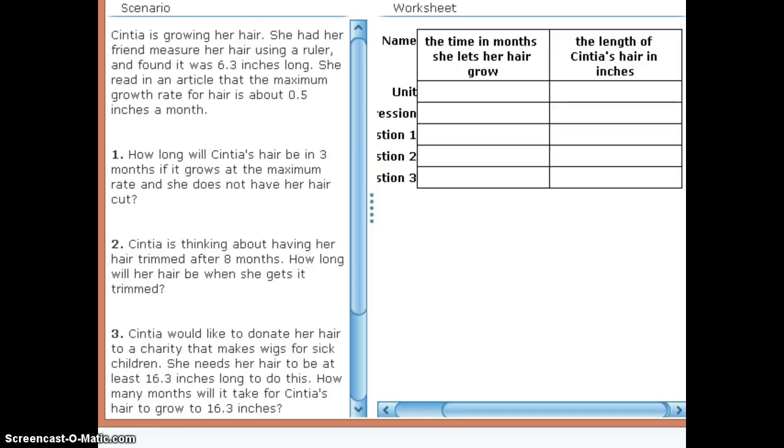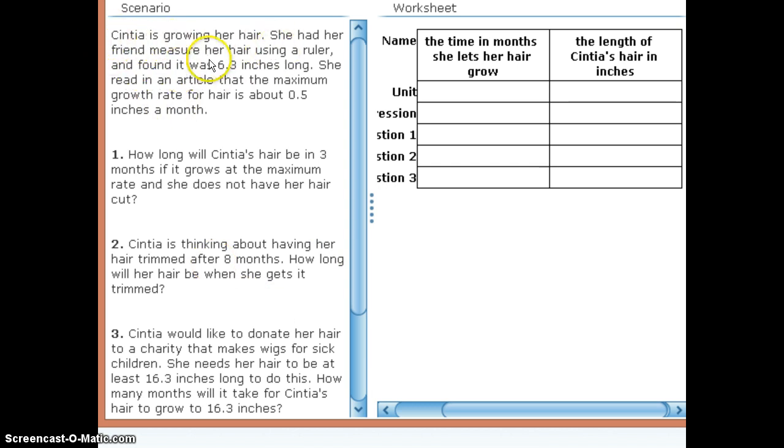It's Naomi and Drake, and I wanted to work a problem in the Carnegie Learning System for you guys. This is a word problem from Chapter 3, and it has to do with translating word problems into linear expressions or linear equations. So here we have Cynthia is growing her hair.